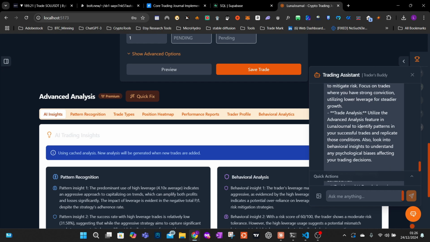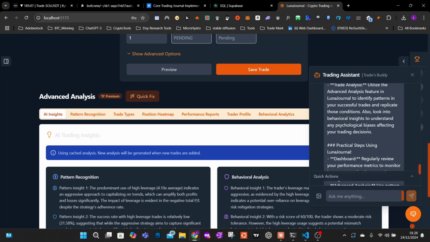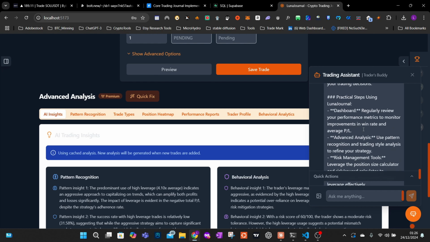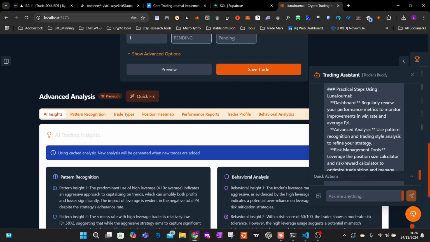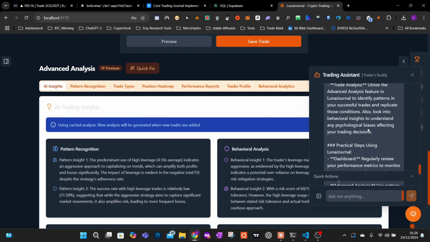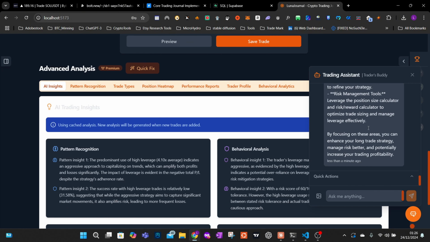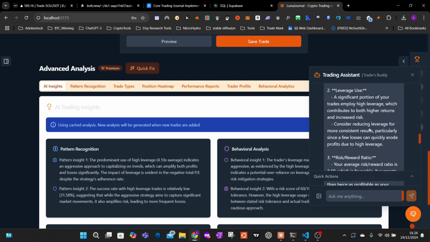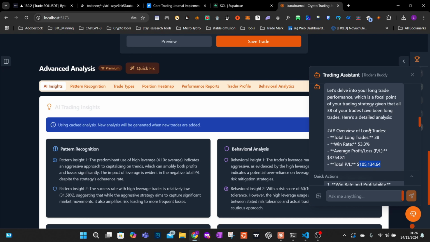It also suggests you use the advanced analysis feature of the app to identify patterns, trying to understand any psychological biases. Then it shows you some steps on how to use LunaJournal. Yeah, so this is kind of what it shows you.